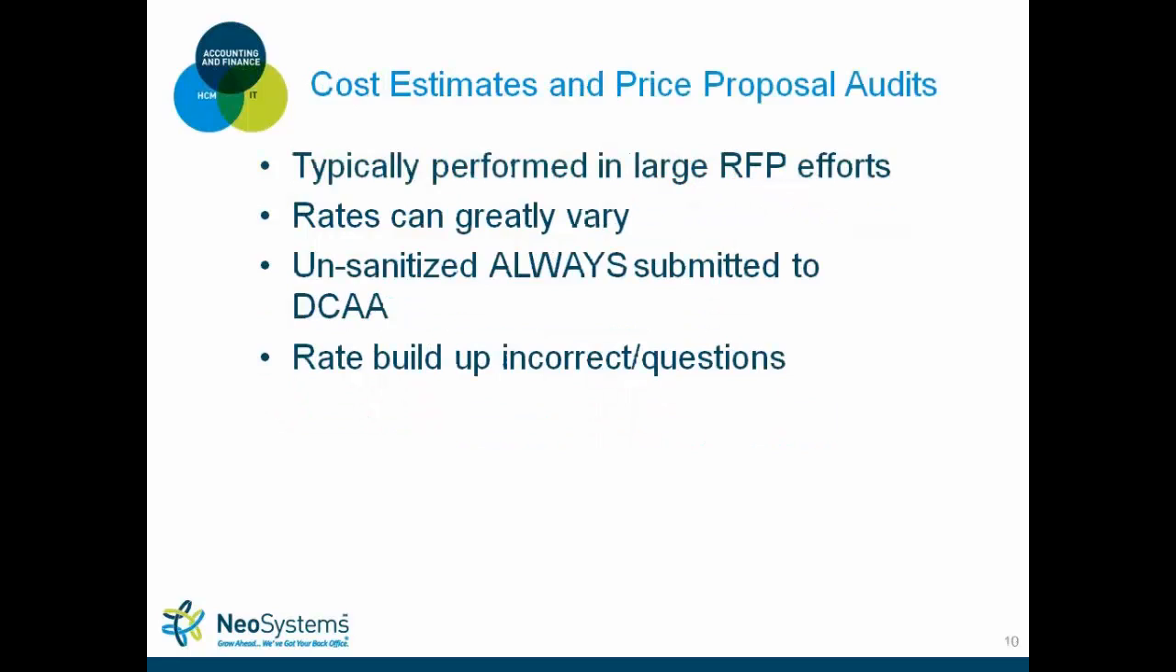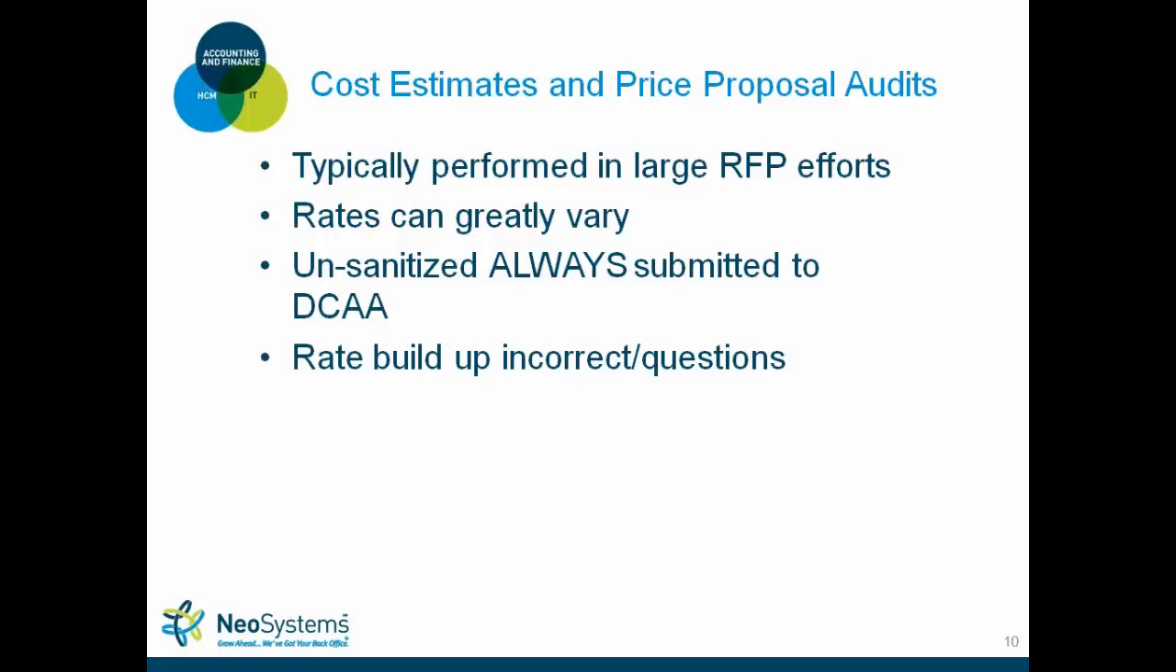Next type of audit we'll get into are cost estimates and price proposal audits. And keep in mind that there's going to be a questions and answers session after the presentation. So, please feel free to go ahead and type up any questions you have, and I'll address them at the end of the presentation.